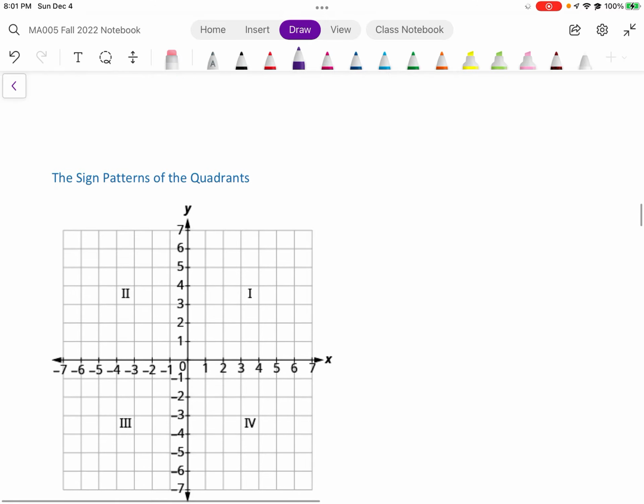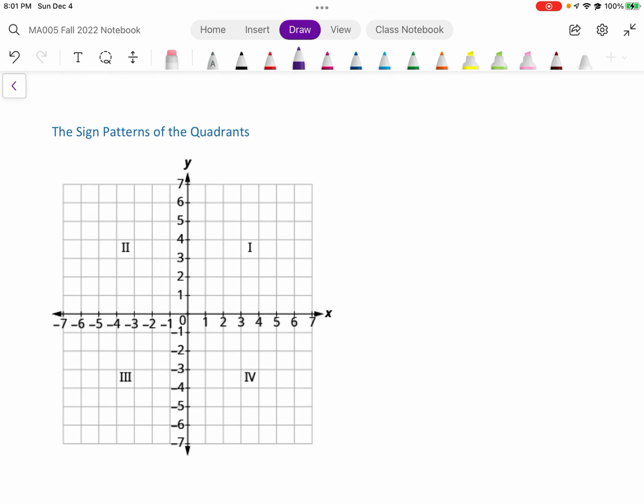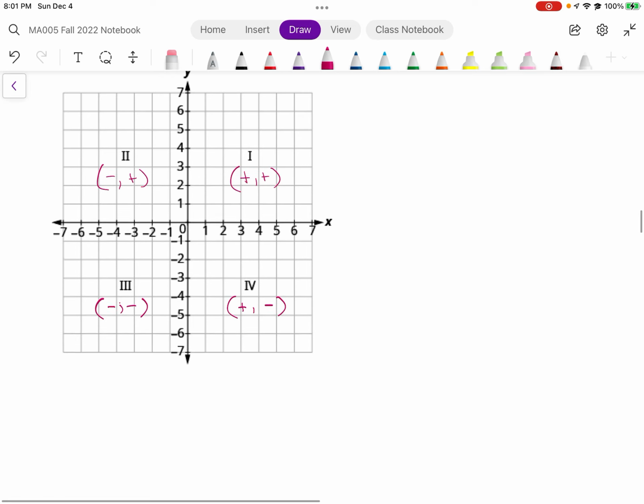Okay, so let's think about it just with the picture. The sign patterns of the quadrants. So this one is positive, positive. This one is negative, positive. You continue and label the other two. So quadrant 3 is negative, negative, and quadrant 4 is positive, negative. So you can tell where it's going to lie just by looking at the signs and picturing which way you're going to go. I wouldn't memorize it. I would just picture which way you would go.